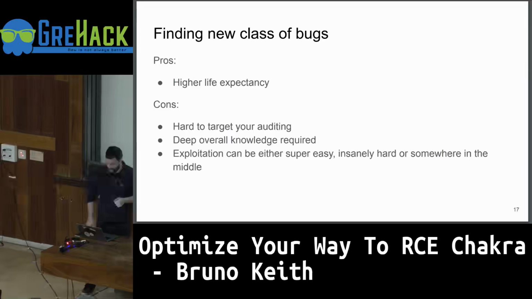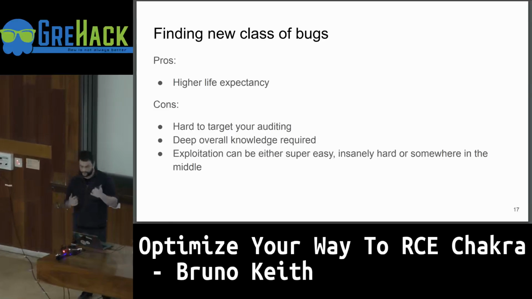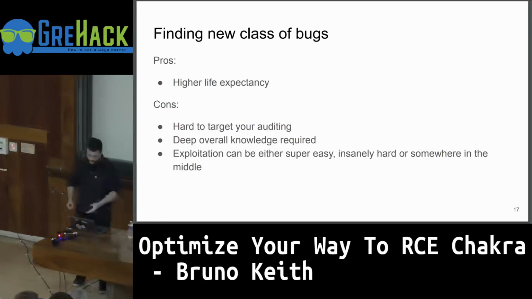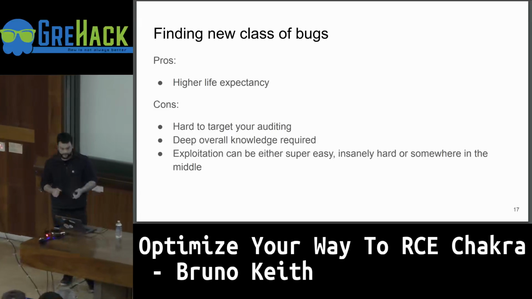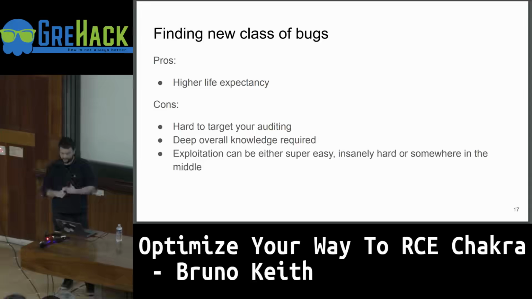But yeah. The main upside to finding a new class of bug is that it has a much higher life expectancy. But you have a lot of drawbacks that come with that. First of all, you don't really know what you're looking for because, I'm looking for a new class of bug. Okay, you don't know what it is. So it's really hard to target your auditing. You're going to be doing a lot of mindless reading of code.